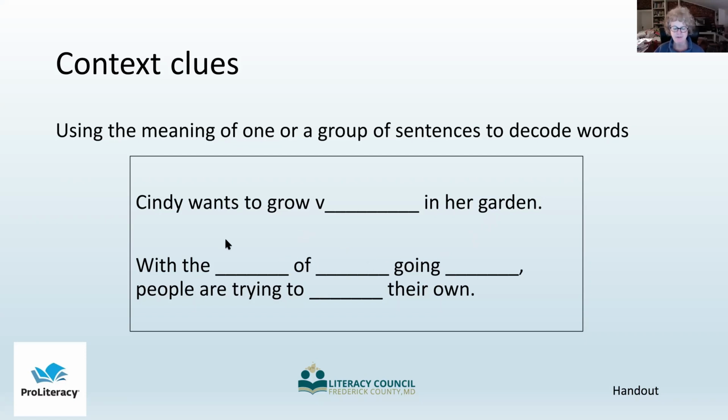Could I have a volunteer to read the second sentence on the slide, inserting words that might belong in the blanks? Whoever gets it first, unmute yourself and speak up. With the cost of vegetables going higher, people are trying to grow their own. Excellent. Very good. Of course, to use context clues effectively, students have to recognize and understand enough of the other words in the sentence in order to help them with the words they don't know.